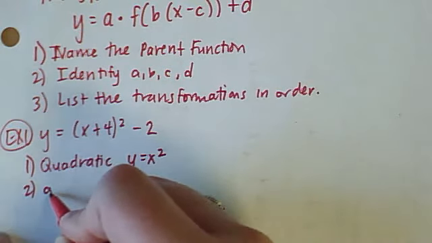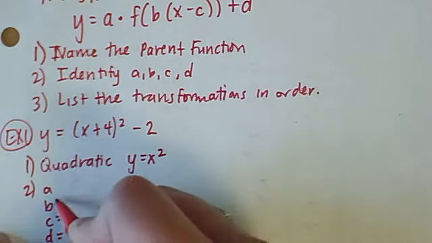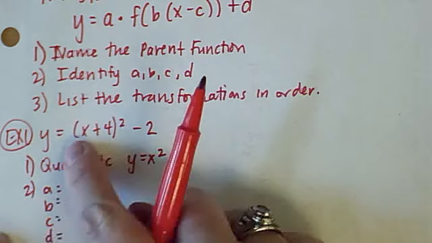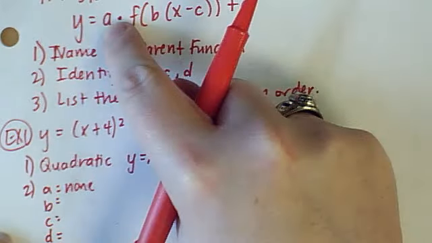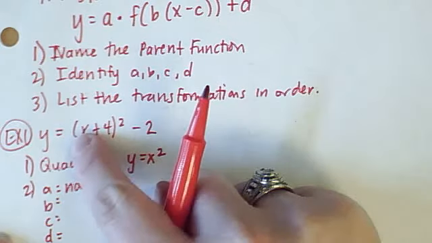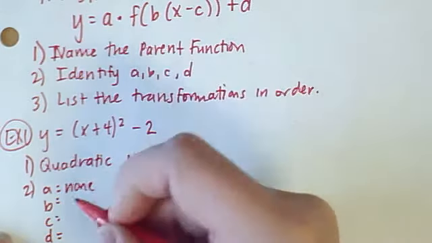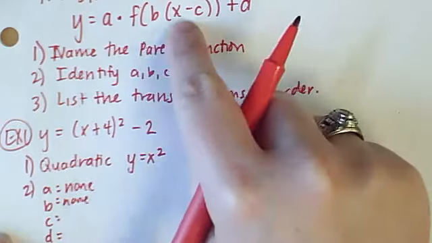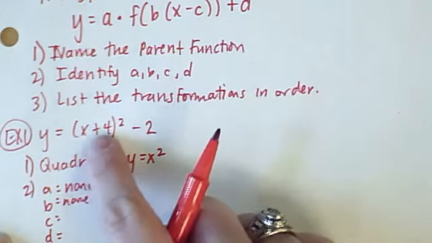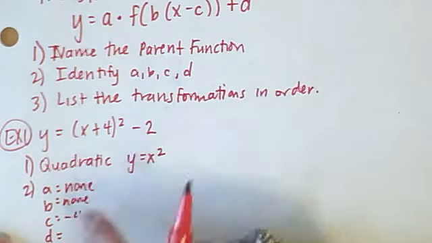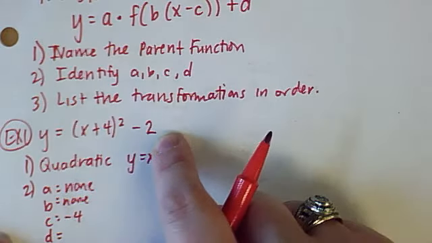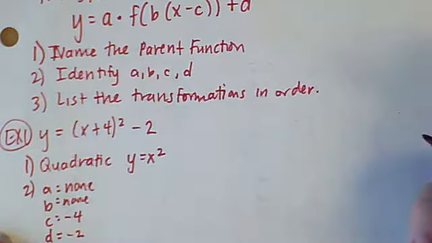Then I'm going to identify my a, b, c, and d. Since there's not a value up front being multiplied, there is no a. There's not a value being multiplied inside, so there's not a b. We are subtracting something. We're subtracting a negative 4. That's what results in a positive. And then D, we're shifting down, so the D is also negative 2.